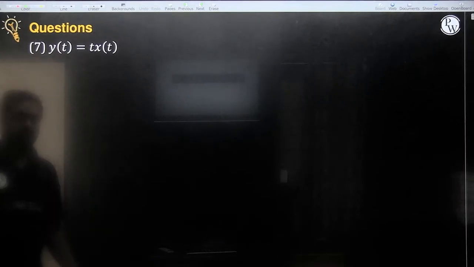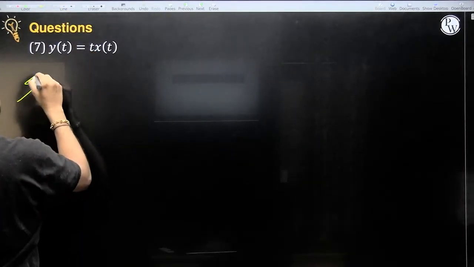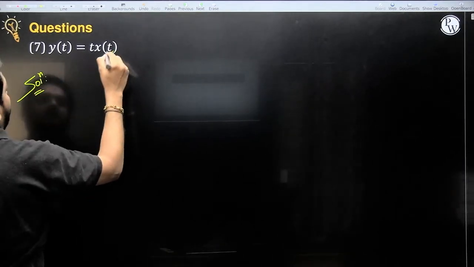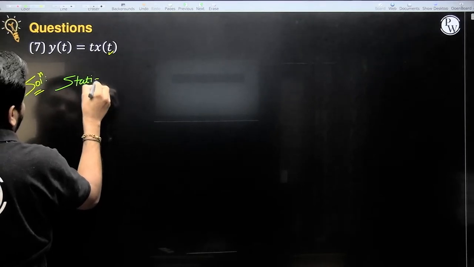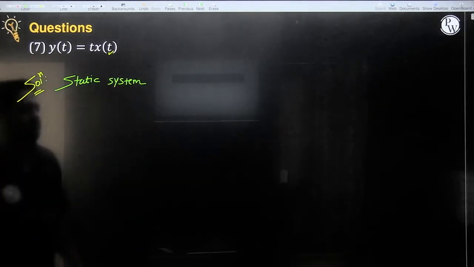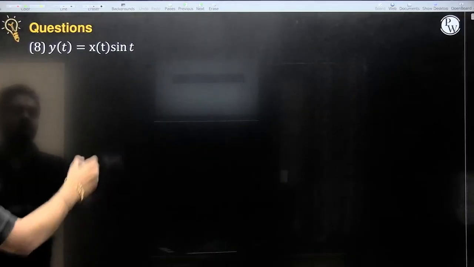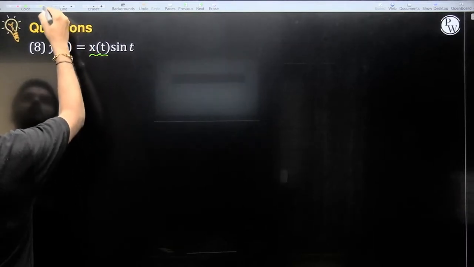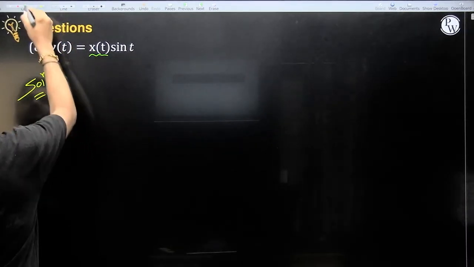Now t into x of t, no operation performed on the independent variable t. Only t. That's why it is a static system. Now next, x of t into sin t. Again, there is no operation performed on variable t. That's why it's also a static system.